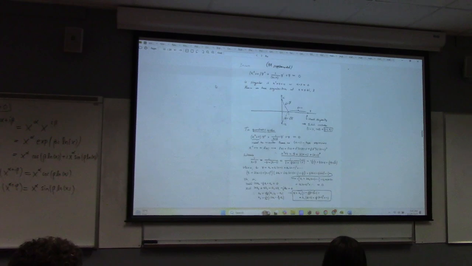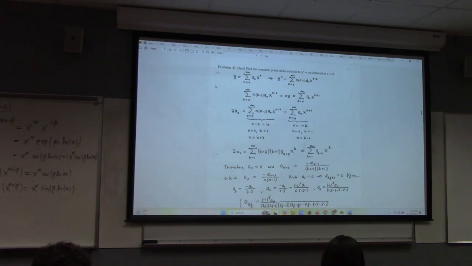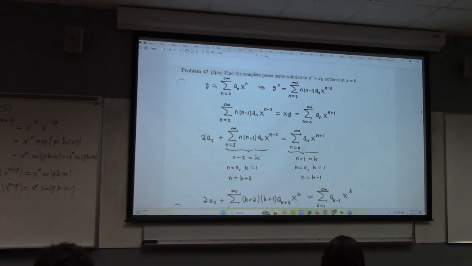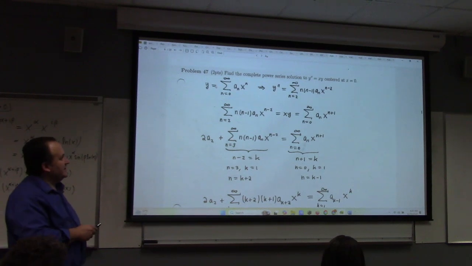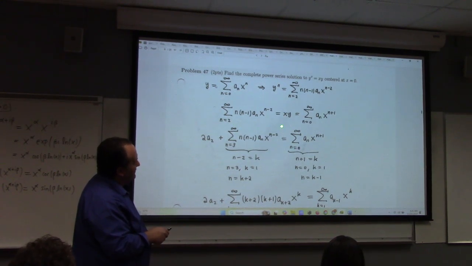Let's go back to, all right, here's one that's as good as any to look at. So here we have a typical find the complete series solution. So what's the method? I take a complete series solution, I twice differentiate that thing, right? And then I plug it into the differential equation, which here is just y prime prime is xy.